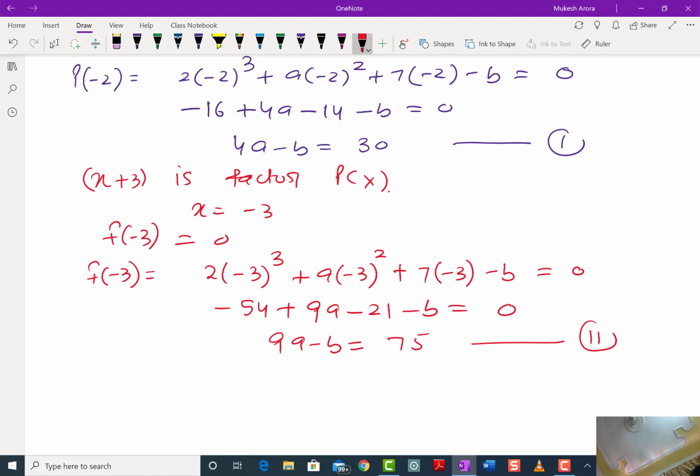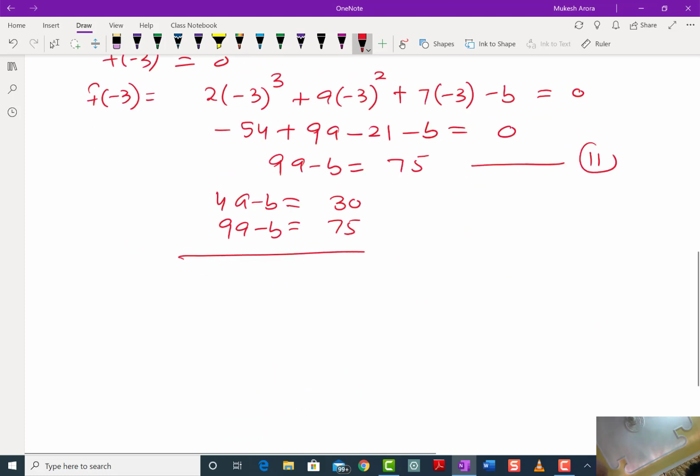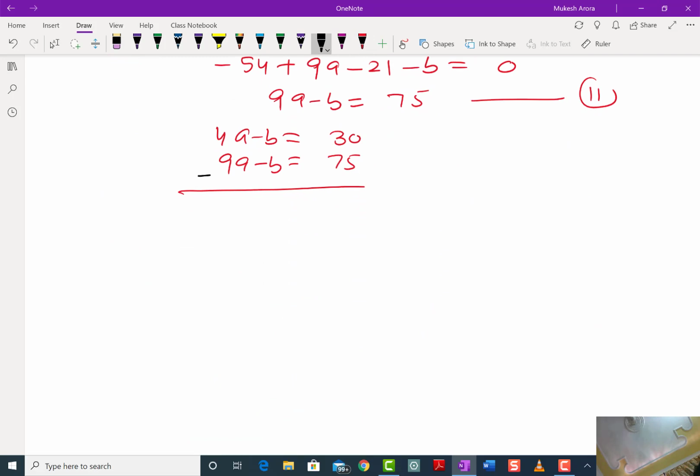Now we have two equations. 4a minus b is equal to 30. 9a minus b is equal to 75. We can eliminate or we can do it by any method. This is minus, this is plus, this is minus. This cancels. Minus 5a is equal to minus 45. So a is equal to 9. This is our first answer.